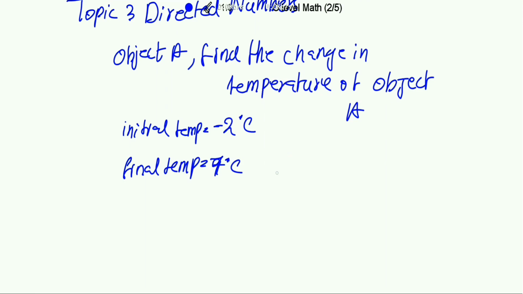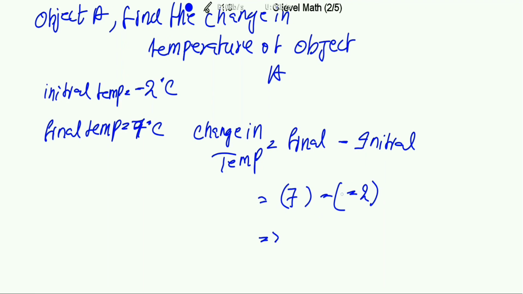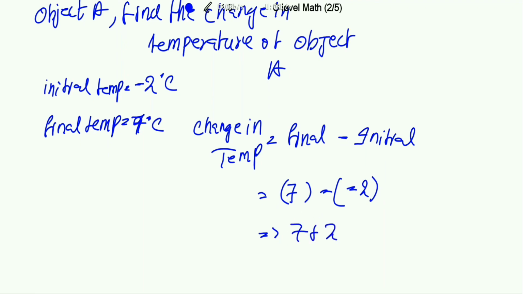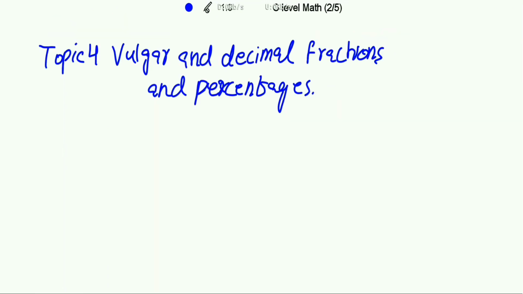The change in temperature is equal to final minus initial. In final you have 7 degrees Celsius, and in initial you have minus 2 degrees Celsius. So 7 minus minus 2 is 7 plus 2, and it's going to be 9. So the change in temperature is 9 degrees Celsius. This is a directed number.